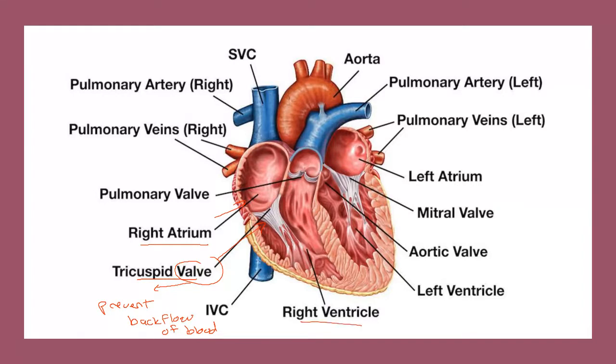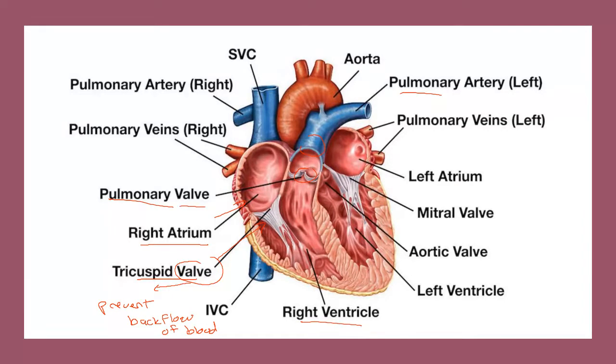You have a right ventricle. From the right ventricle, we're going to have another valve over here. This is going to be the pulmonary valve. Remember where the pulmonary valve is. It's between the right ventricle and the pulmonary trunk, but we're just going to call it a pulmonary artery, so I don't add more words than you need at this moment.